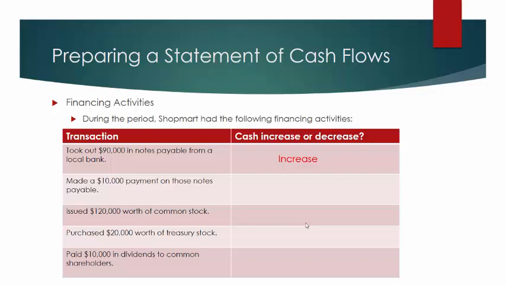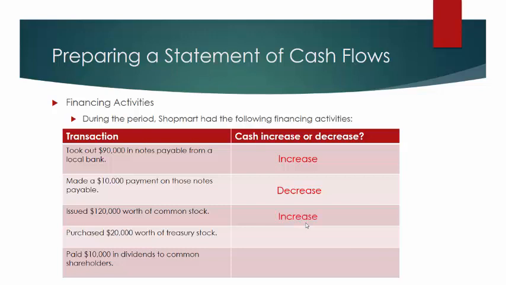If we made a $10,000 payment on those notes payable, what would happen to the balance of our cash account? Well, we're taking the money out of our account and transferring it to the bank or whatever company we owe for these notes payable, which means the money's coming out, we have to have a decrease. If we issued $120,000 worth of common stock, that means that our now owners, our shareholders, paid us to buy a portion of our company. And since they paid us, we got the money. That's going to be an increase.